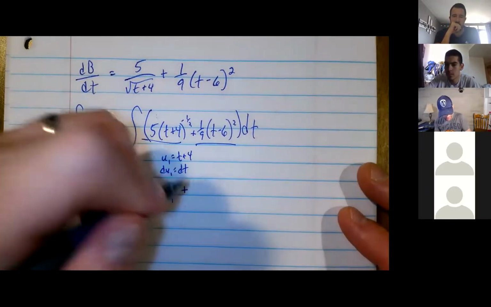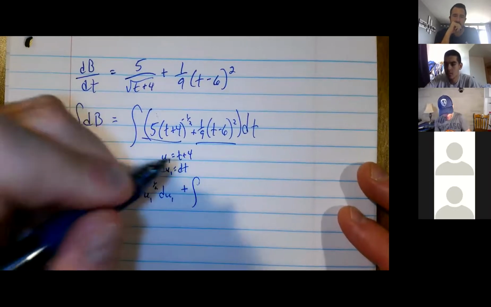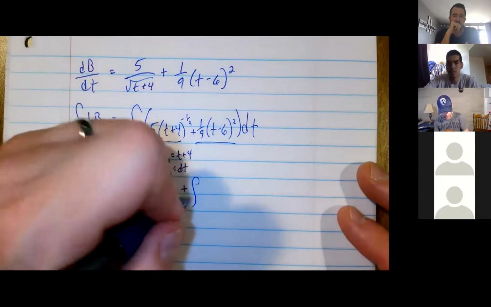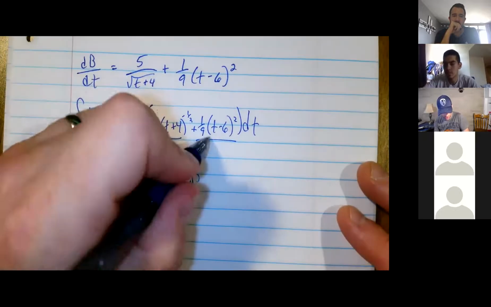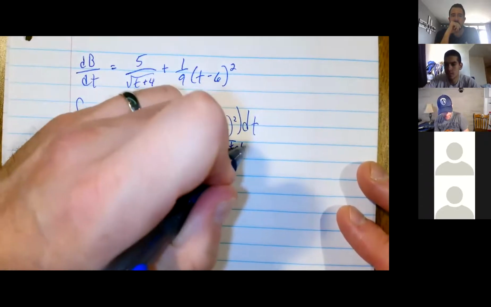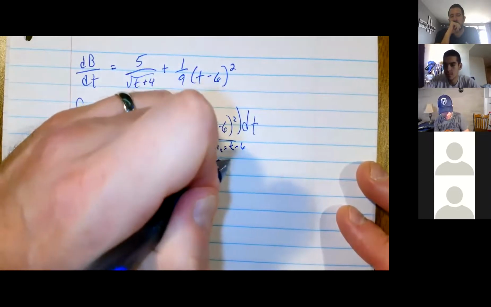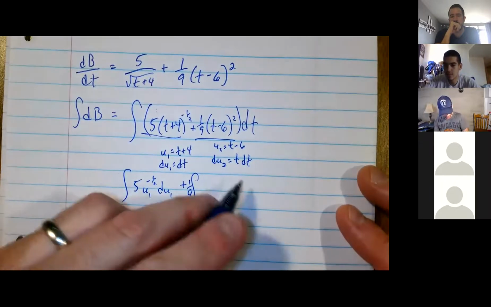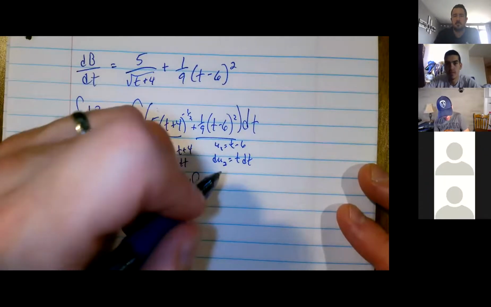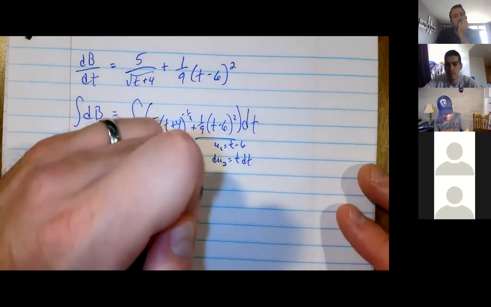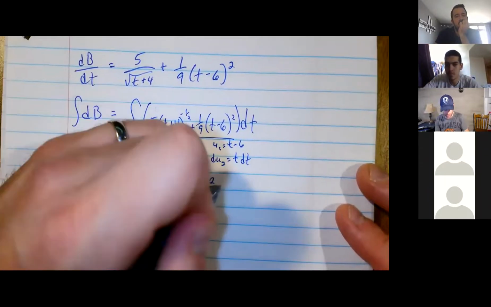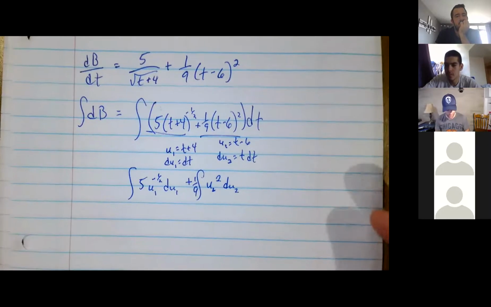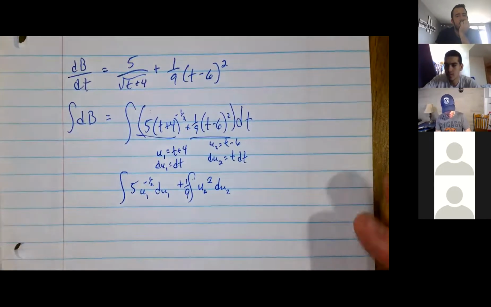Then plus, now I have this other integral here, and I'm going to move the 1/9 in front. And now I'm going to have to make u sub 2 equal to t minus 6, which means that du sub 2 equals dt, right? And so we're going to have u sub 2 squared, and then du sub 2, no extra constant or anything needed there. All right. So now I've got 5.